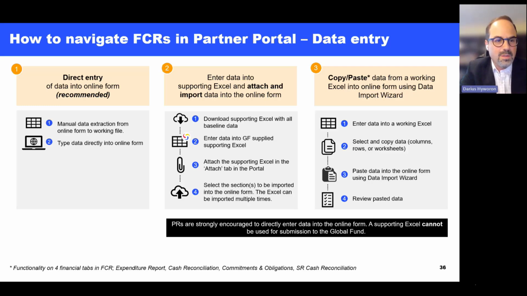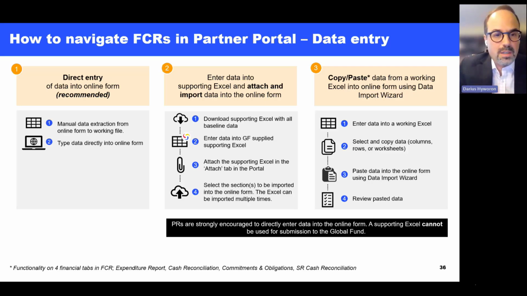The first is very similar to the current pulse checks, which is to actually enter the information and type it directly into the online form. And if the PR needs to extract the data that's there into a working file, they can copy and paste the tabs manually from the online form into any working files that they need. And then again, to directly enter information into the online form.